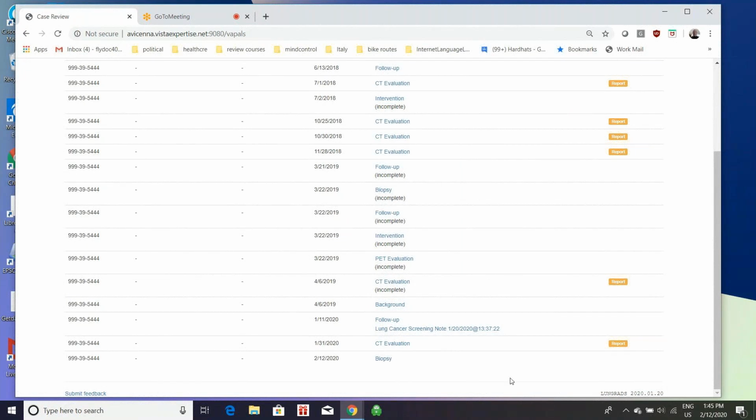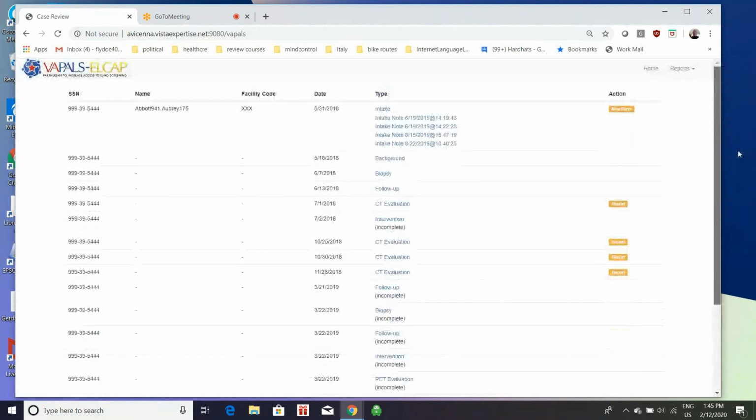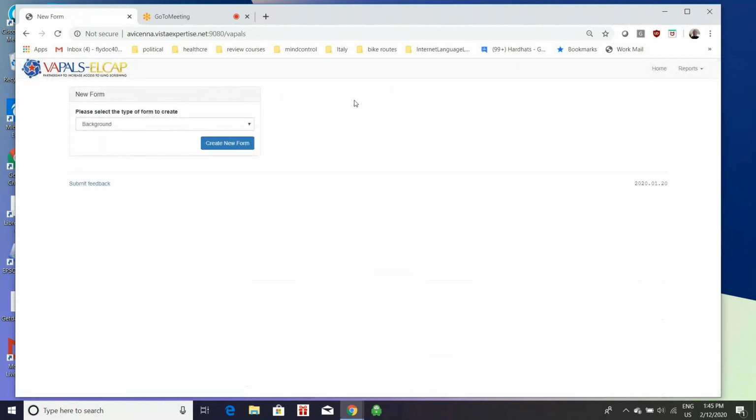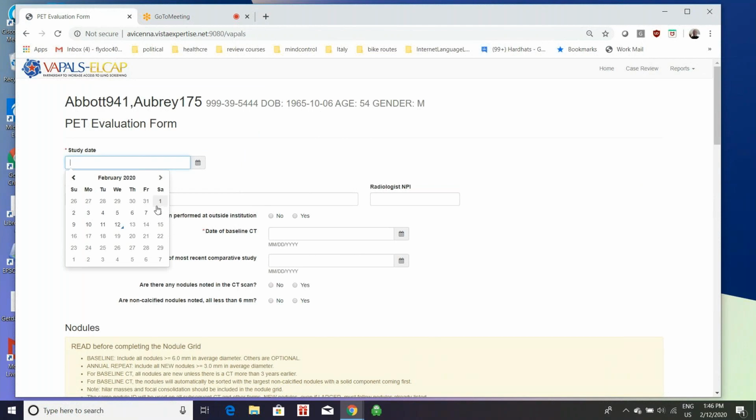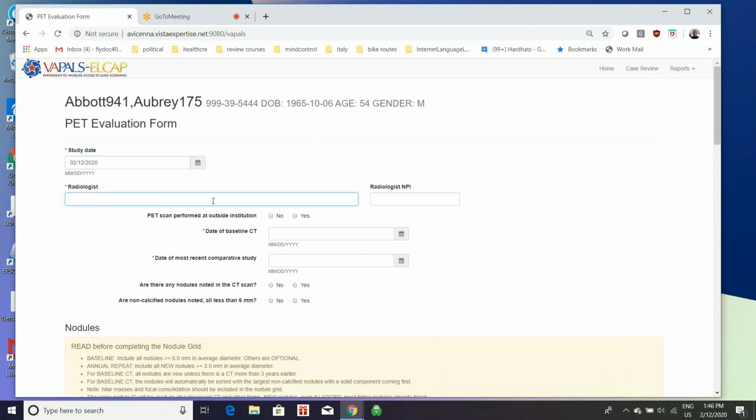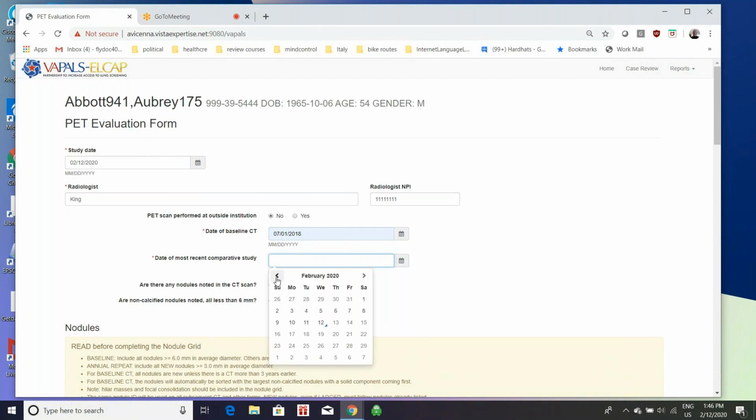Now let's say, and this is probably not a realistic thing, but let's say there was a PET scan that was ordered for this patient. Okay, let's go to the PET eval, create a new form. We can do today's date, can fill out this, whatever this is. We'll say no. Date of baseline CT. Now, I don't really remember what that was on this patient, so I'm just going to put something in there. Date of most recent comparison. Again, I don't know these dates, George. I have to go back to the deal, but I'll just say.